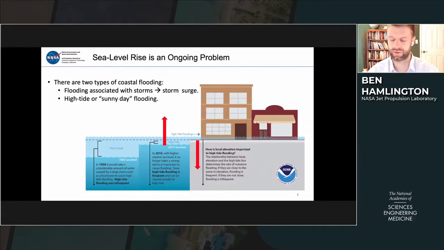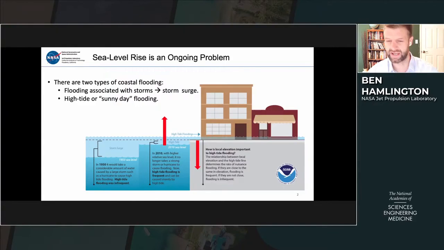So there's the flooding associated with large storms. So you have, for instance, a hurricane coming off the coast and you get storm surge associated with that. But then you also have what we call high tide or sunny day flooding. So we call this sunny day flooding because it doesn't take a storm, it doesn't take rainfall to drive this type of flooding.